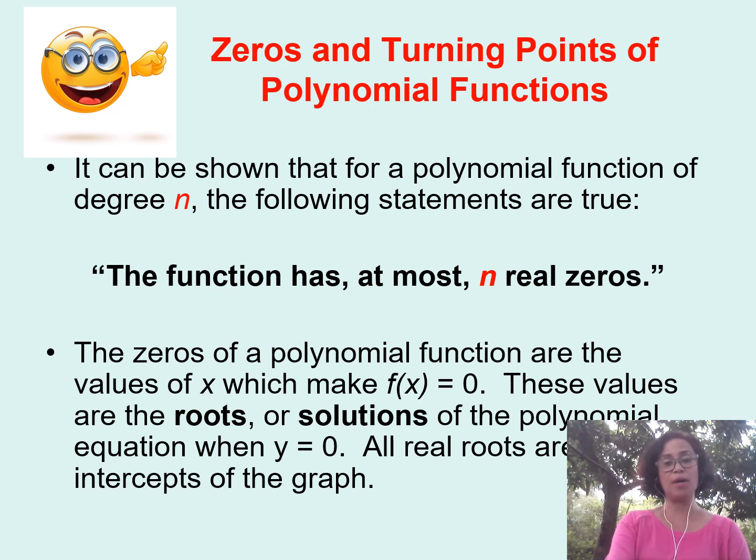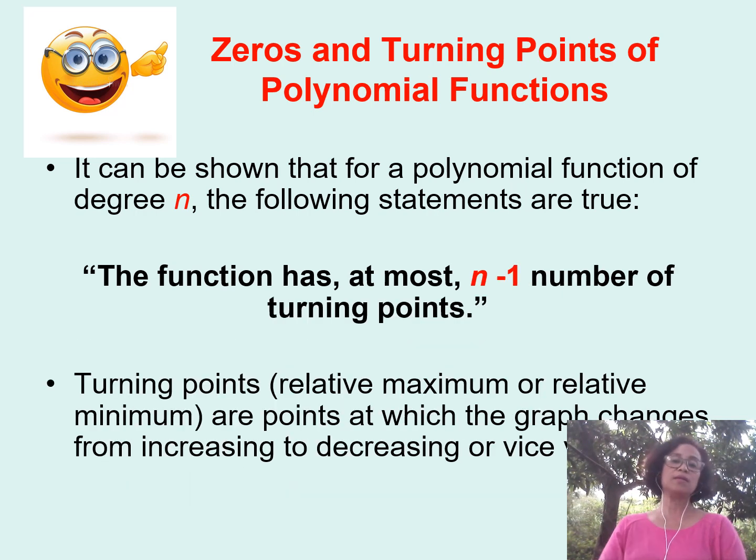Now, what about the general rule for the number of turning points of a polynomial function? It has at most n minus 1 turning points, meaning if it is in the fourth degree, you have to subtract 1. So, there are only 3 possible turning points for that given polynomial function, and it could have 2, 1, or no turning point at all.